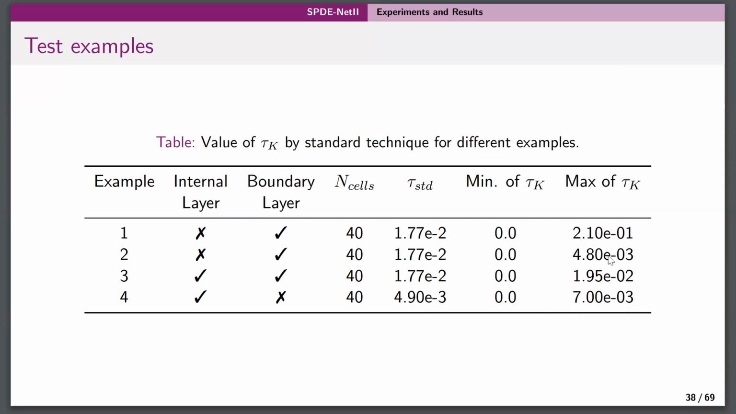Okay. Yeah. So why am I putting a range here? Because from SPD net 2, after doing the prediction, we are doing the gradient normalization to obtain a local value of tau. So we did not have a single value to compare against what we are getting from the standard formula of tau of SUPG. Thank you.